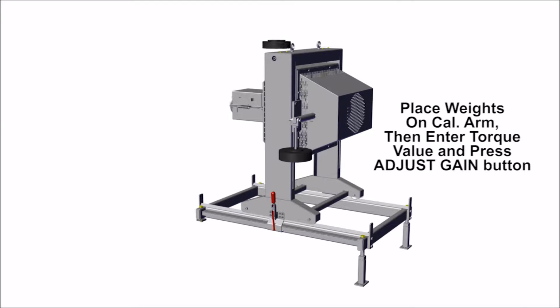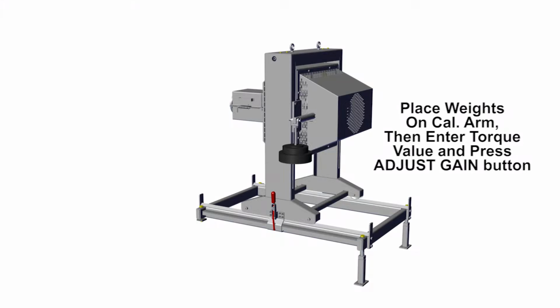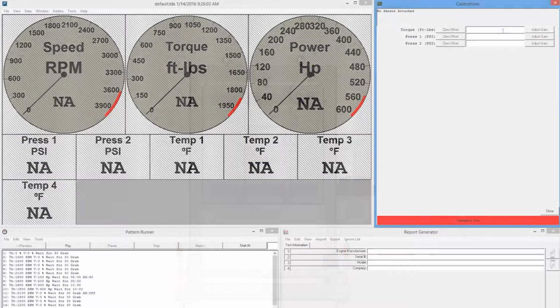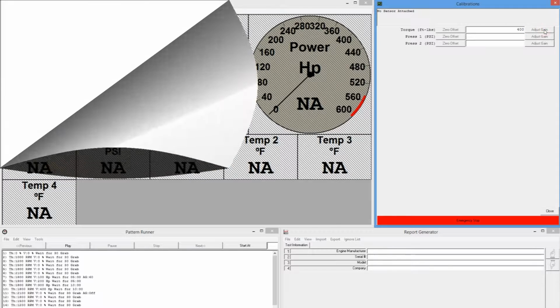Next, place calibration weights onto the calibration arm. Calculate your torque value using the arm length and total weight. Then enter this value into the entry box and press the adjust gain button.